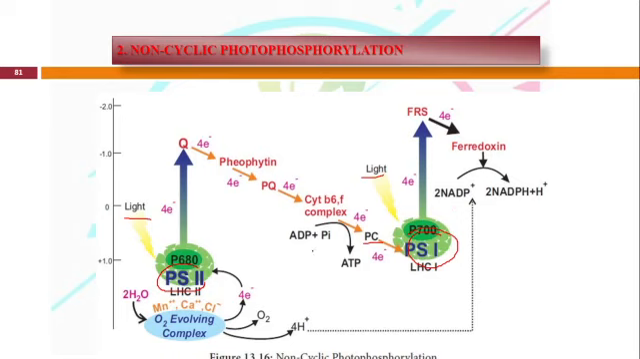So in this case, the electron which is emitted from photosystem second does not come back towards photosystem second, so it is called non-cyclic photophosphorylation. It is also called the Z scheme.